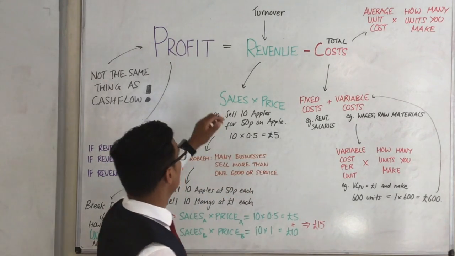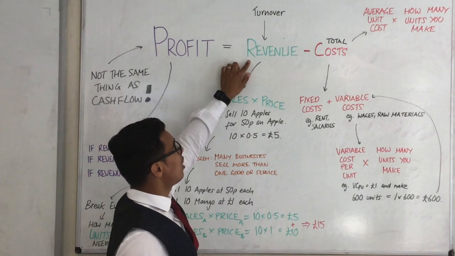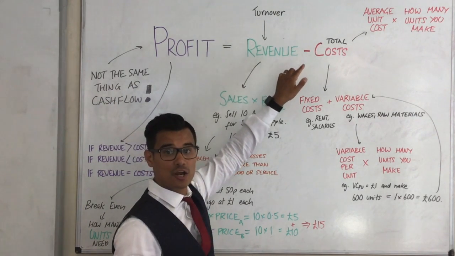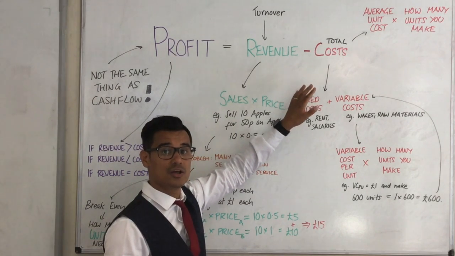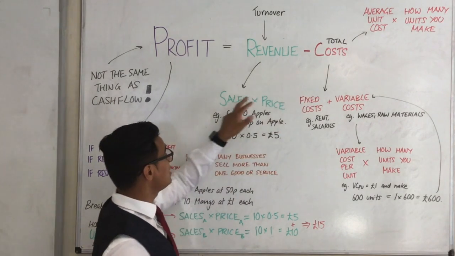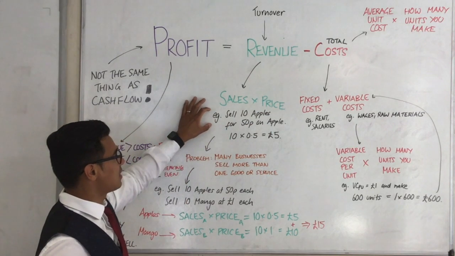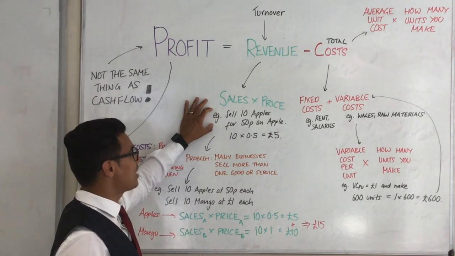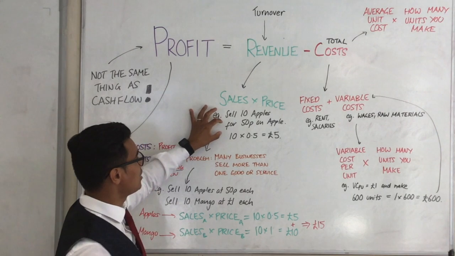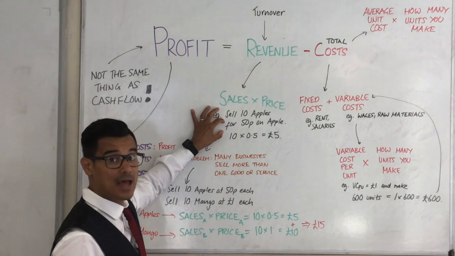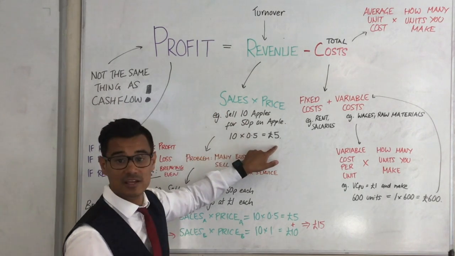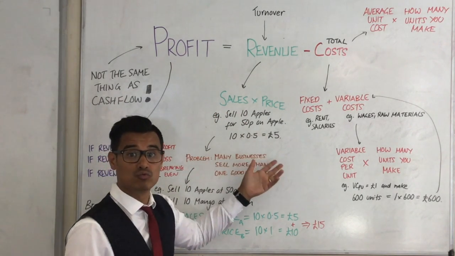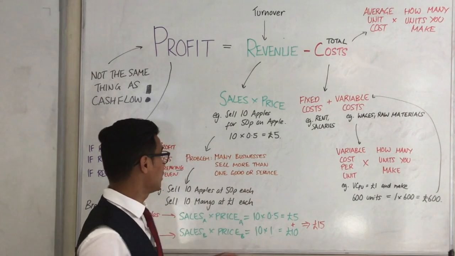Let's go to revenue. First thing, another name for revenue is turnover. Don't be spooked out if you see that word. So another name for revenue is turnover. The formula for revenue is sales times price. Let's keep that simple. So if you sell 10 apples, your sales was 10, and you sold each for 50p an apple, so your price was 50p, 10 times 0.5 equals £5. So your revenue, your turnover, would be £5.